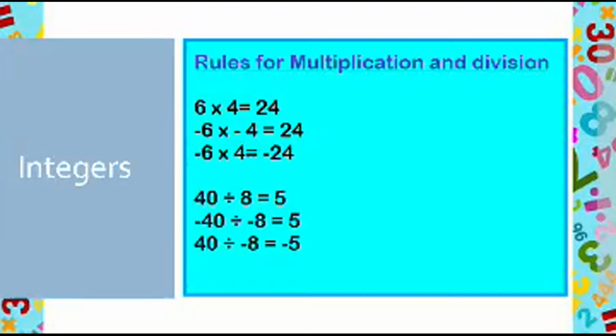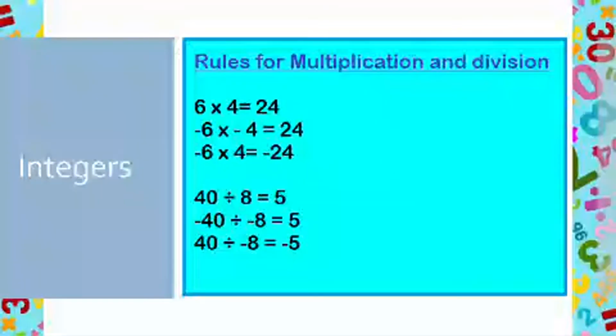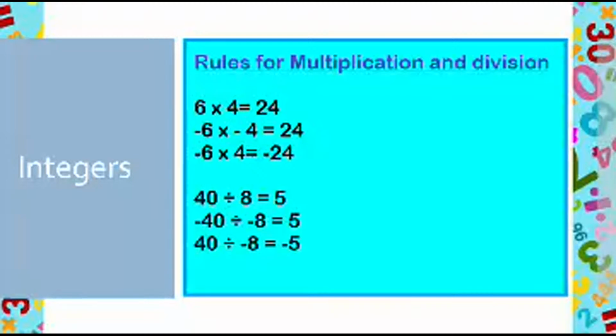The same rules are followed in the case of division as well. Two positive integers divided give a positive answer, and one negative and one positive will give a negative answer. So this is what the rules of multiplication and division are.